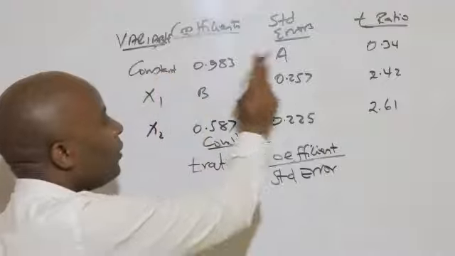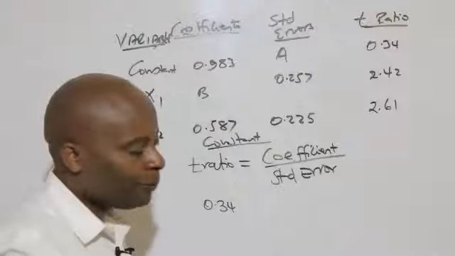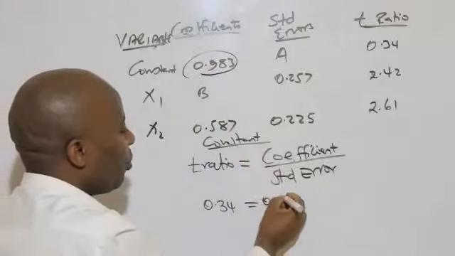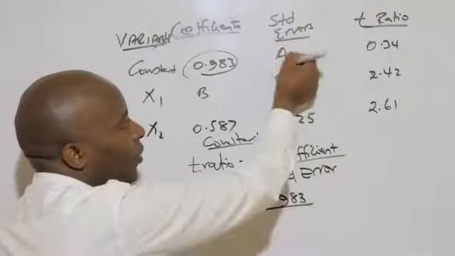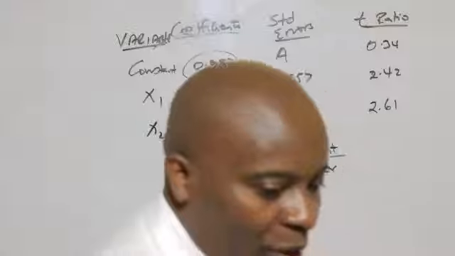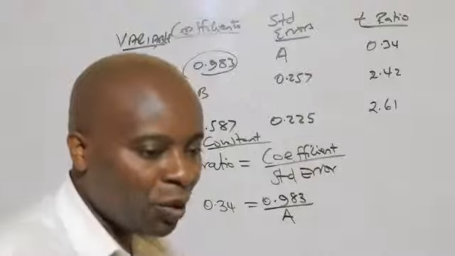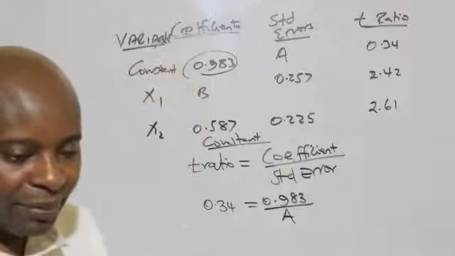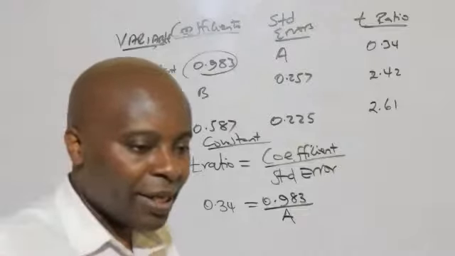So for the constant here, they have given me its T ratio, it is 0.34, which will be equal to the coefficient, 0.983, all over the standard error, which for the constant is A. So your work this morning will be to make A the subject of the formula.